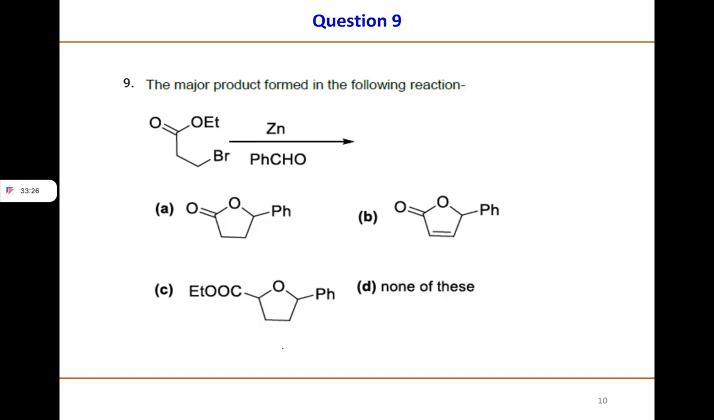The next question is the major product formed in the following reaction. So what will be the answer here? See, here we have zinc powder on the arrow, right? What's happening in the presence of zinc? Zinc is also acting like magnesium and it will get inserted here, right? So it will become zinc bromide first, right? Then this will become a nucleophile. So nucleophilic attack will take place on this benzaldehyde.